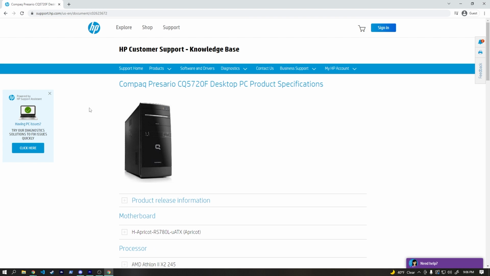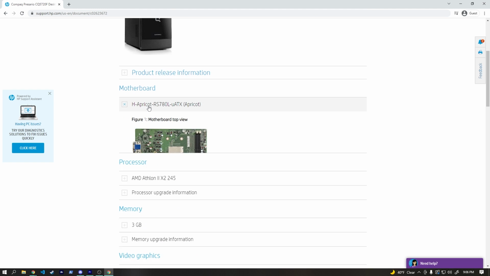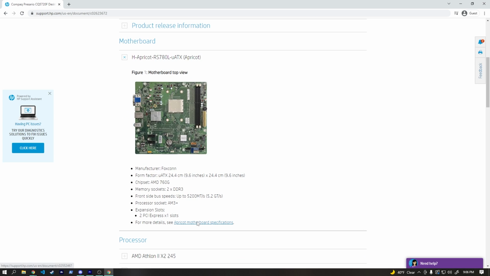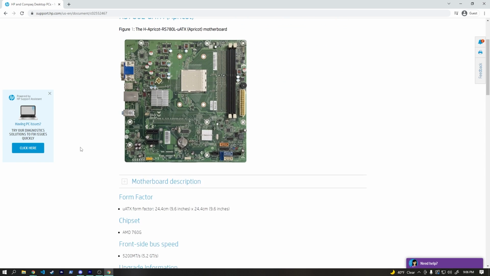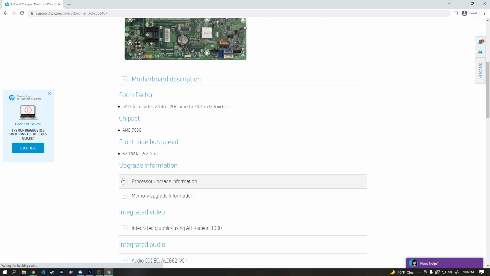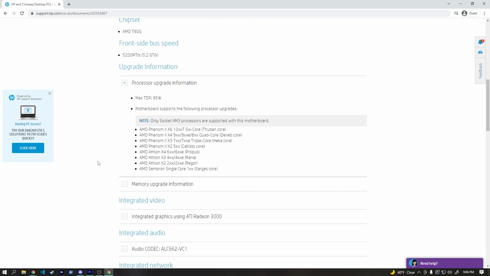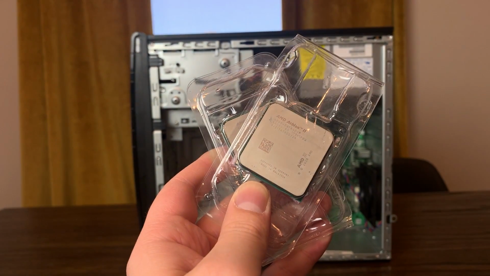I actually want to take a moment to shout out HP. I don't usually have much good to say about OEMs, but after working on a few of these machines, I've come to realize that their support documentation is incredibly easy to find, navigate, and understand, so good on you, HP. Using their support page, I was able to find info on the exact motherboard and find a list of all available processor upgrades. While I could technically go up to a 6-core Phenom, I eventually decided to order these.